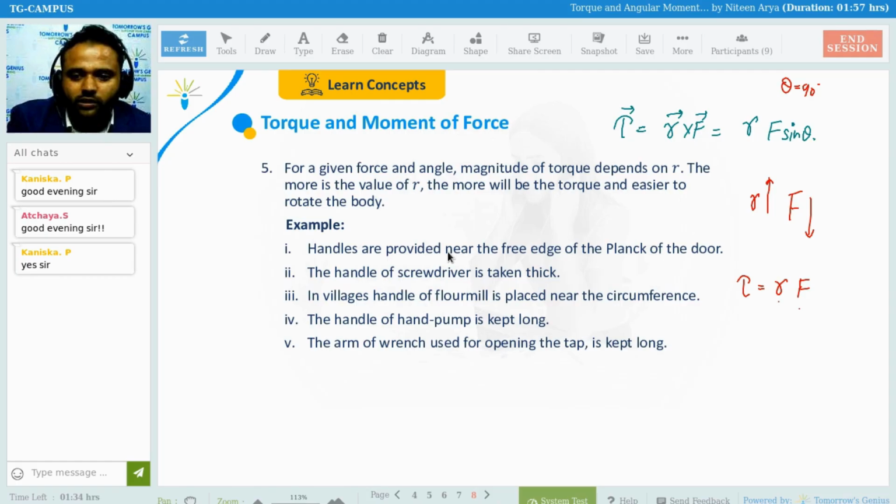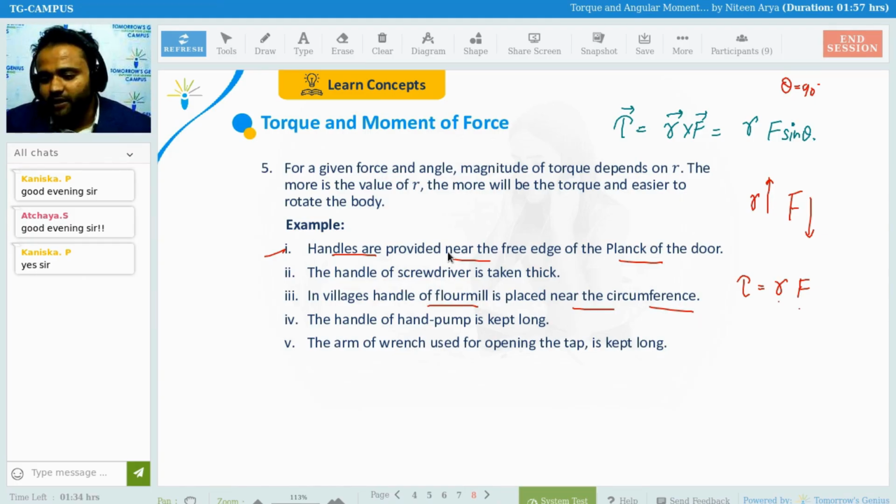Okay, so that is all about this. The more the torque, the easier it is to rotate the body. Examples of what we are talking about right now: the first one, which we just discussed, is that handles are provided near the free edge. Free edge means the part of the plank of the door which is going to rotate. The handle of a screwdriver is taken thick. In villages, the handle of a flour mill is placed near the circumference.